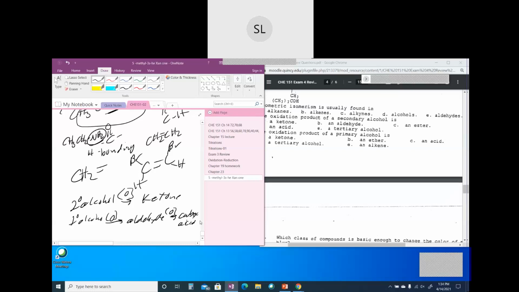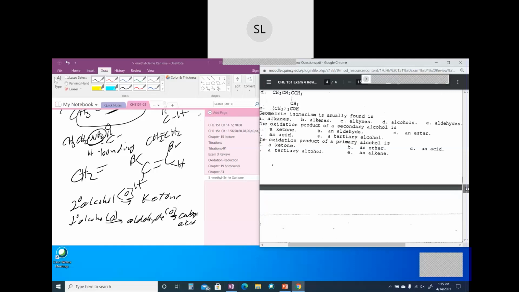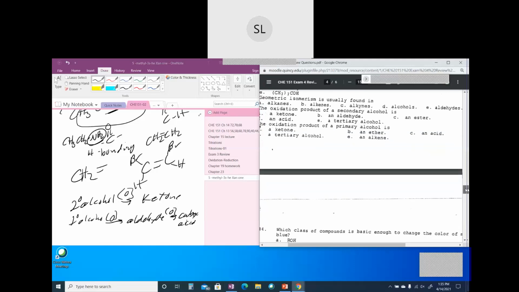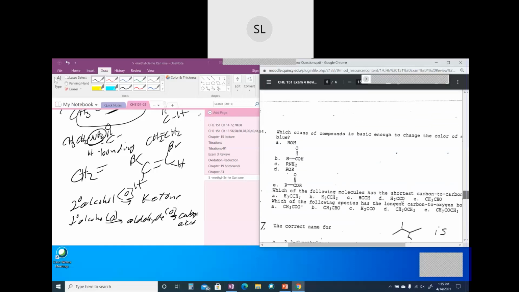All right, and so that's the next one. Okay, so secondary gives a ketone. Primary gives aldehyde. If aldehyde is not a choice, which it is not, then carboxylic acid. Or if they're both there, it would be both an aldehyde and a carboxylic acid.